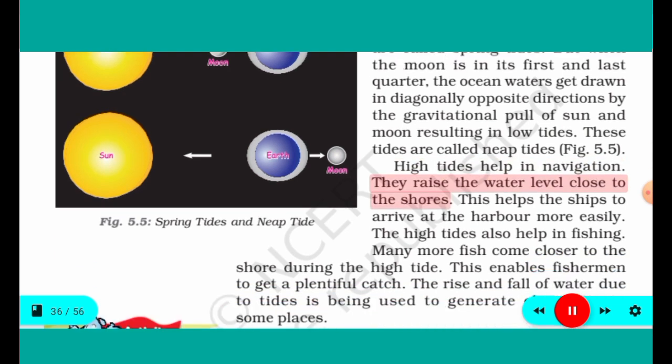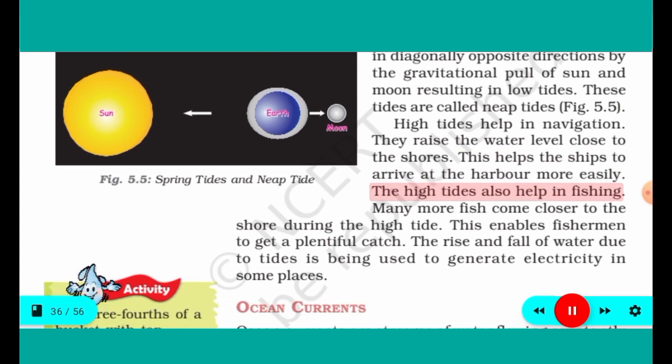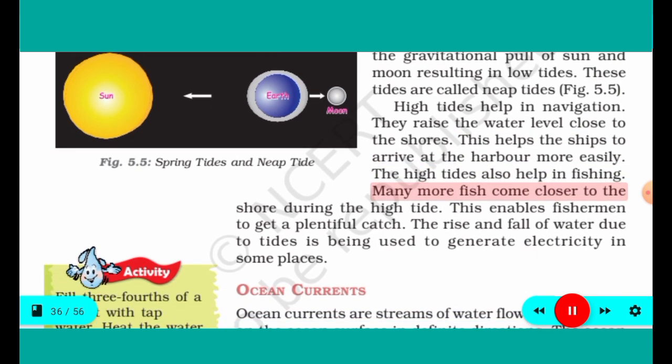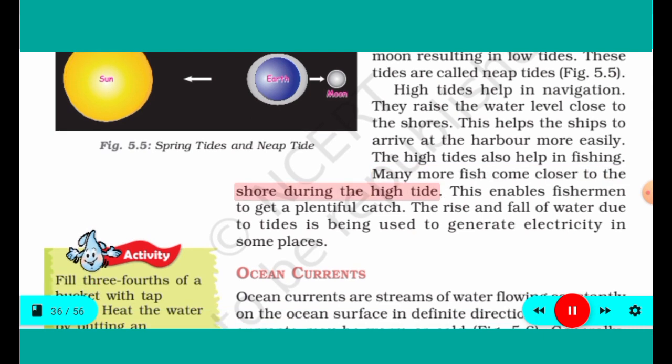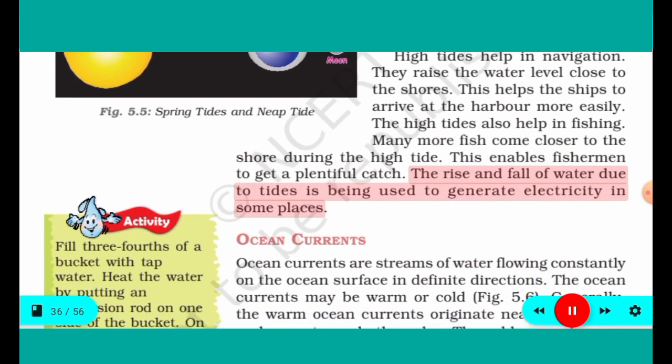They raise the water level close to the shores. This helps the ships to arrive at the harbor more easily. The high tides also help in fishing. Many more fish come closer to the shore during the high tide. This enables fishermen to get a plentiful catch. The rise and fall of water due to tides is being used to generate electricity in some places.